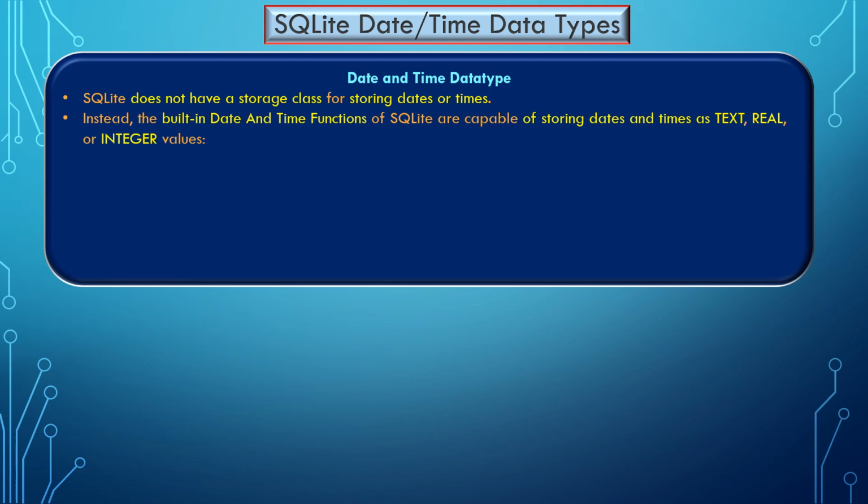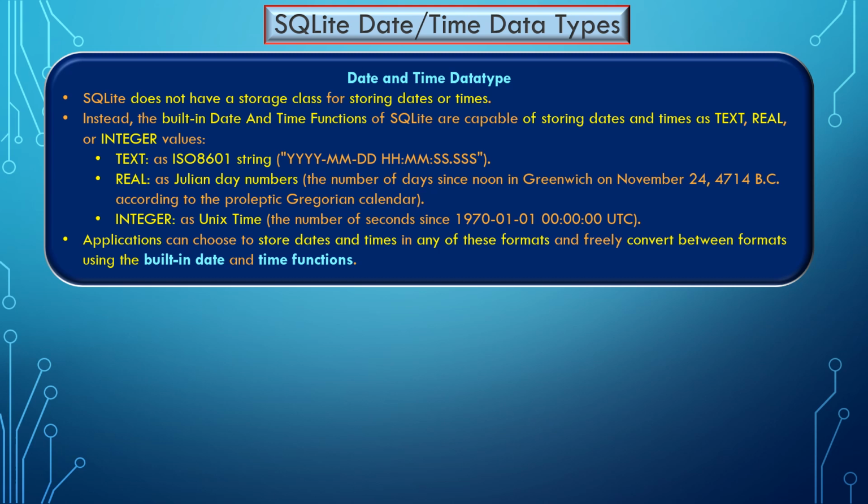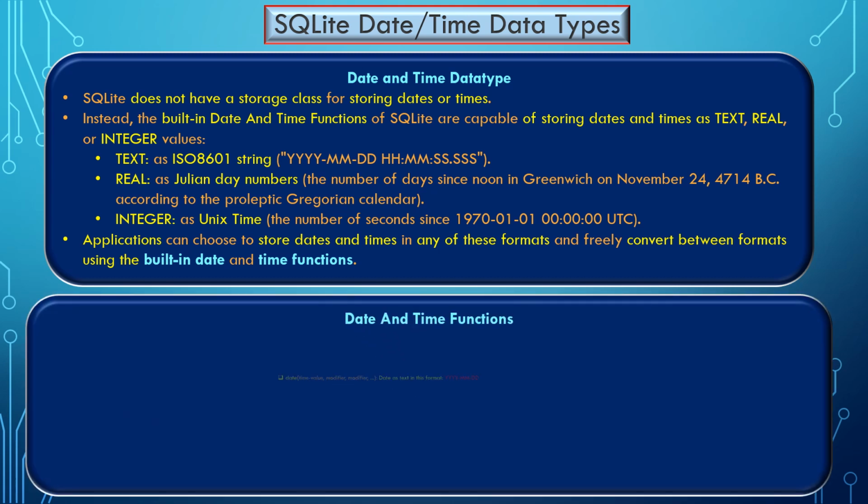Instead, the built-in date and time functions of SQLite are capable of storing dates and times as text, real, or integer values. Text is stored as ISO 8601 string. Real is stored as Julian day numbers, and integer is stored as Unix time. Applications can choose to store dates and times in any of these formats and freely convert between formats using the built-in date and time functions.